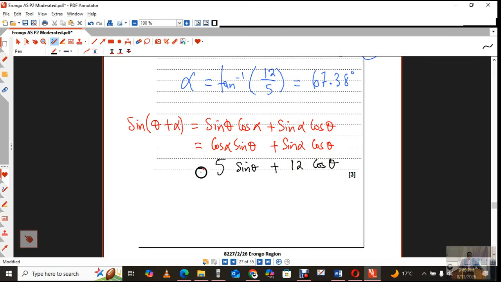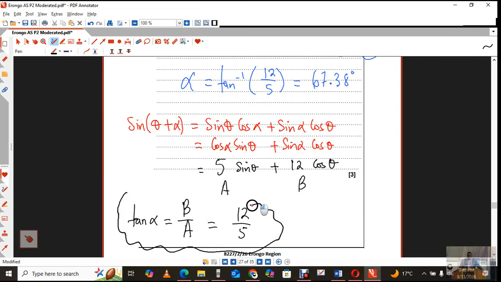Now, if you have a look at that, whenever you have tangent, this is our A and that is our B. And from my formula that I was explaining to you, tangent is always B over A, so that is how I know it is 12 over 5, what I was using there, respectively. Okay?